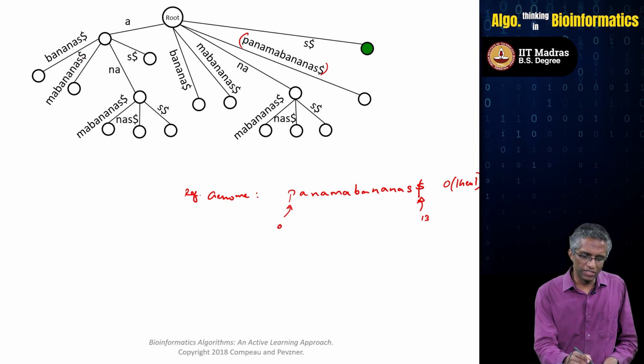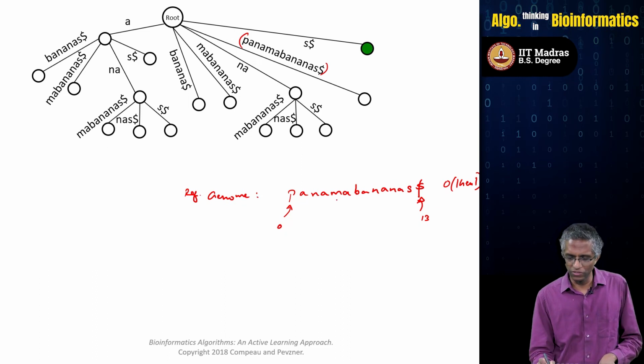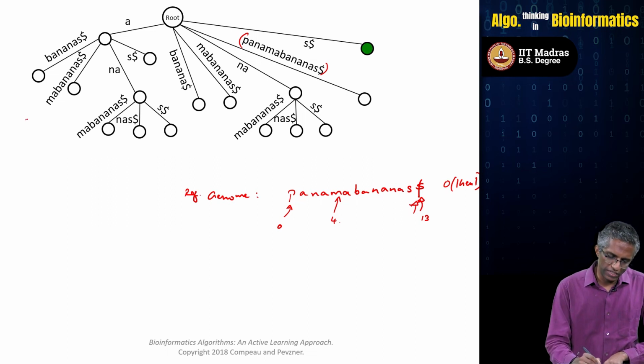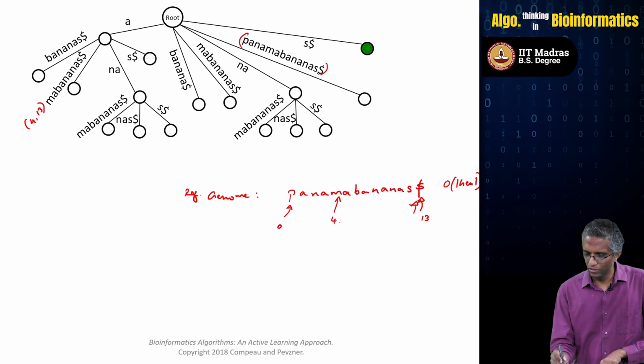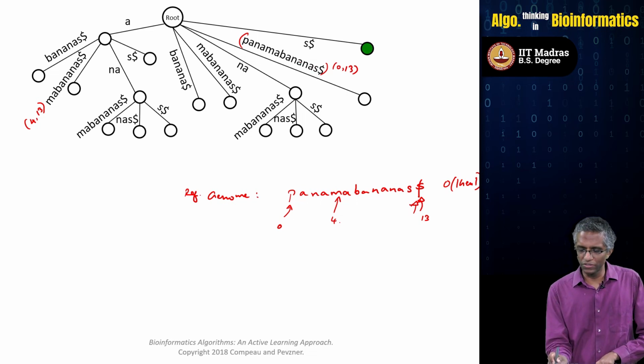Similarly, "Ma bananas$" is going to be a particular location in the genome, right? So this is going to start at this position and end at this 13 position. This position is going to be 0, 1, 2, 3, 4. So Ma bananas can be stored using 4, 13. This Panama bananas can be stored using 0, 13. Just two numbers, right? Whatever the length of the string, we know that they are all contiguous.